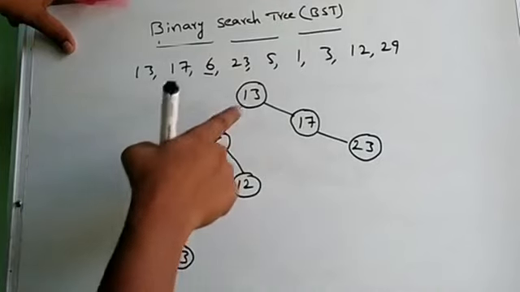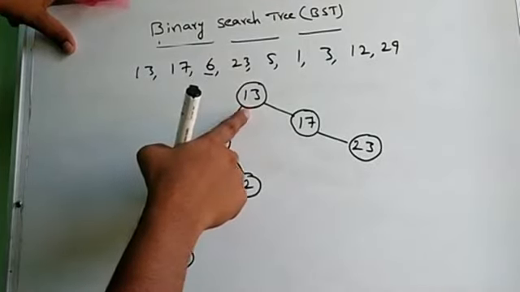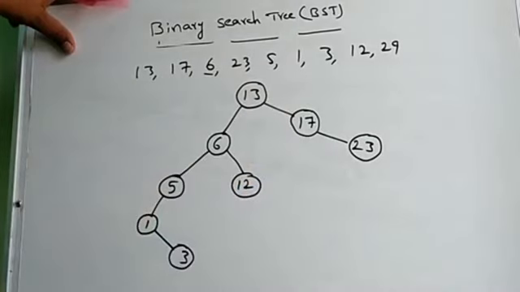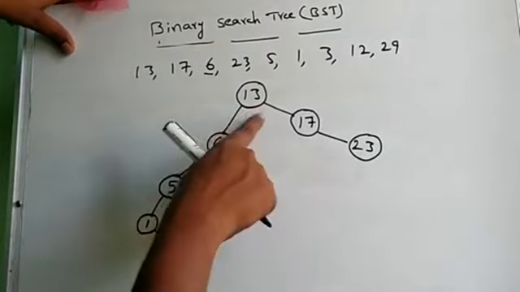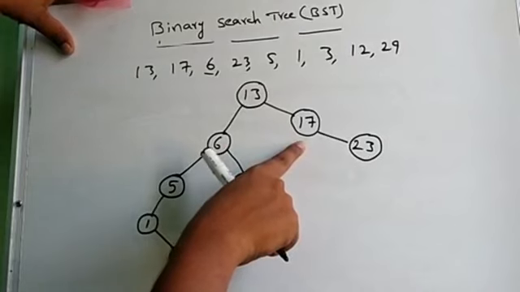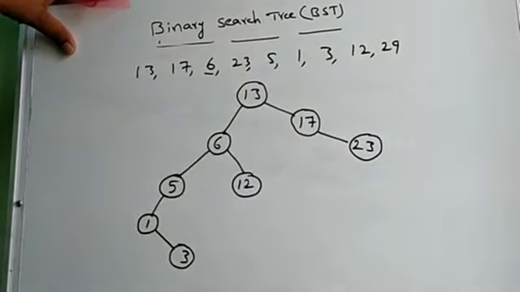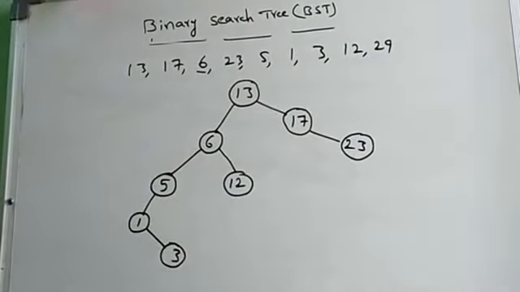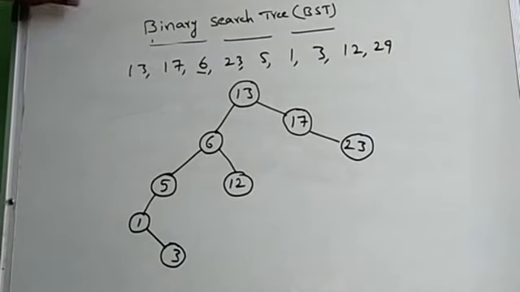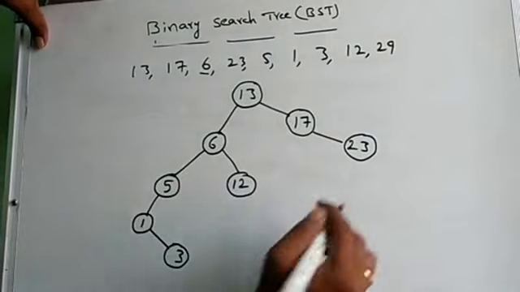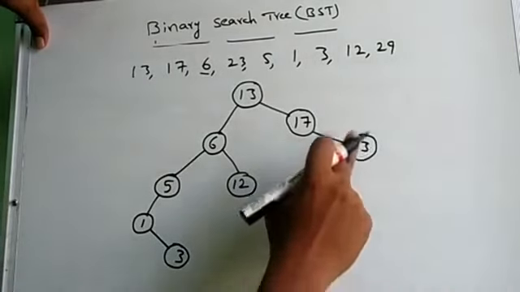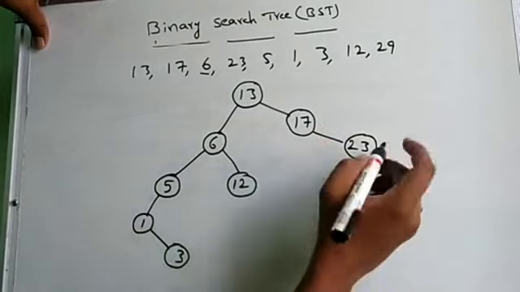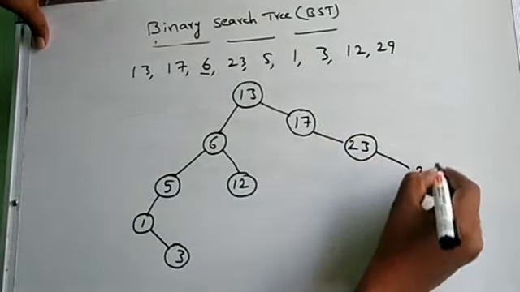Next 29. Compare again starting from the root node. 13 and 29: 29 is the greater value, so go to the right-hand side, where 17 is already there. 17 and 29 are compared. Which one is greater? 29, so it moves to the right side. On the right side, 23 is already there. 23 and 29 are compared, and 29 is still greater than 23. So where can it be added, left side or right side? 29 is greater than 23, so obviously it moves to the right side.